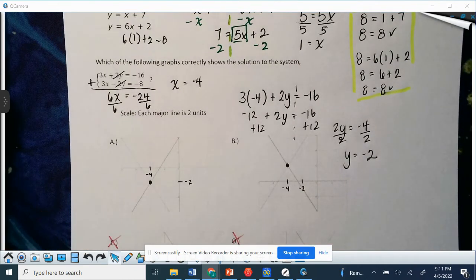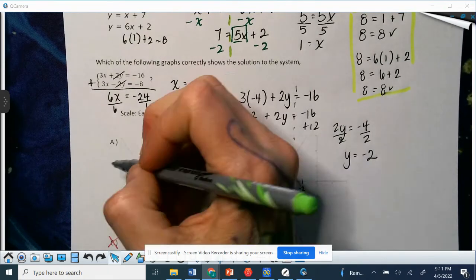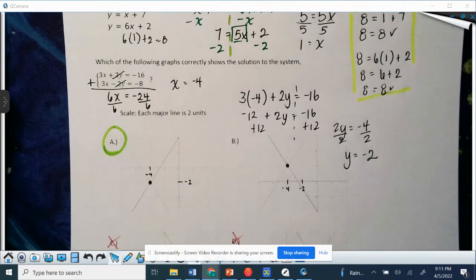And then again, you can plug them in and check them if you want. If it's calculator active, obviously you can type both in the calculator and go see where it is. But our answer for this one should be A. Hopefully that ironed out any misconceptions from yesterday.